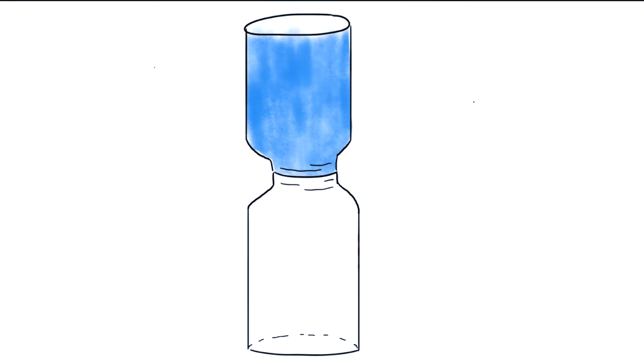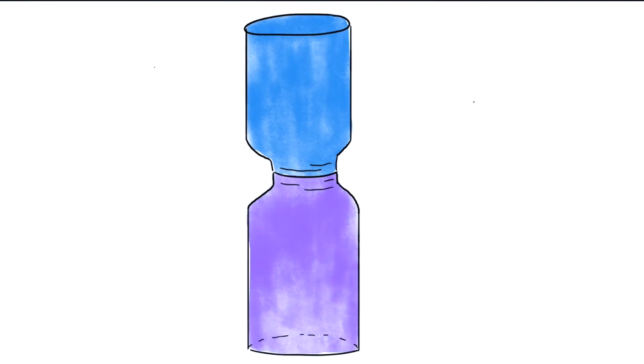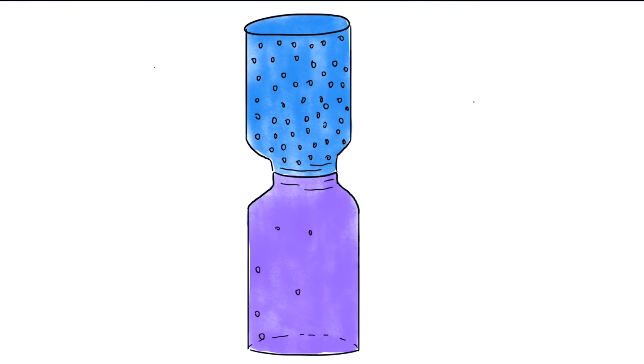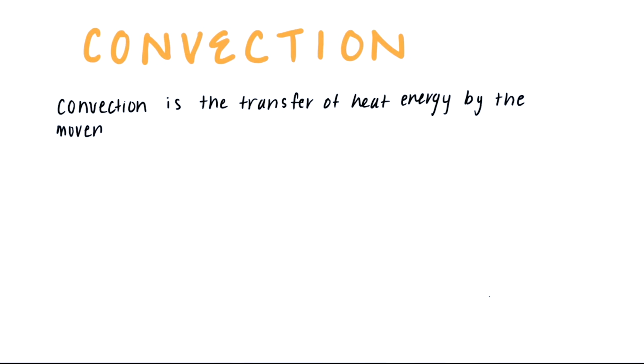Since it's denser, when the cold water is on top, it sinks right through the gaps of the molecules of the hot water. This caused the blue and the purple colors to mix together. The denser material, which is the cold water, weighs more, so it gets pulled down by gravity. And this movement of heat energy is called convection. Convection is the transfer of heat energy by the movement of a fluid between areas of different temperatures.